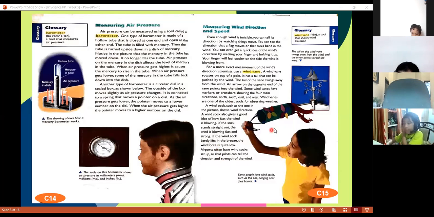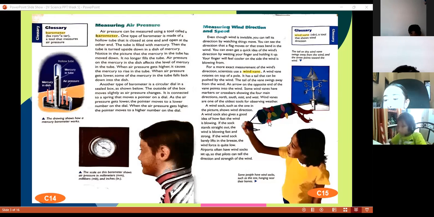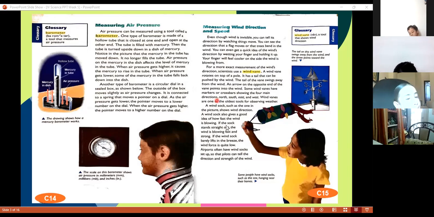Excellent, good job. So you see, this is the other tool, the wind vane. The wind vane that we're going to create, you see the two representations, how it looks. The one that we can create at home is this one. Some people have wind socks such as this one hanging near their homes. And with this, they know the direction, if the air is coming from the north, the south, the east, or the west.